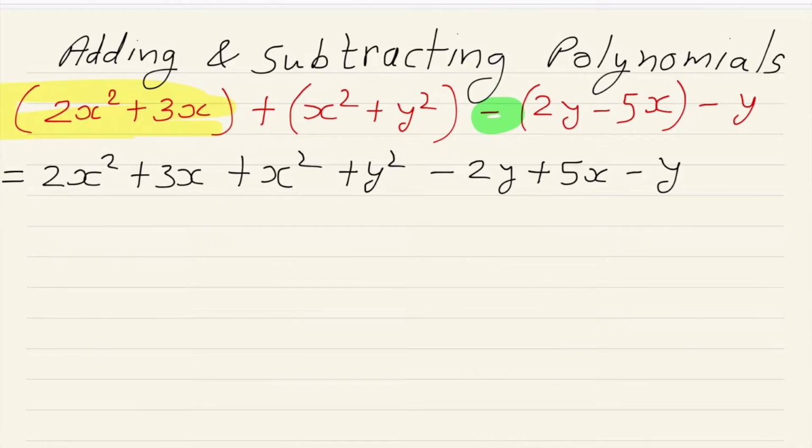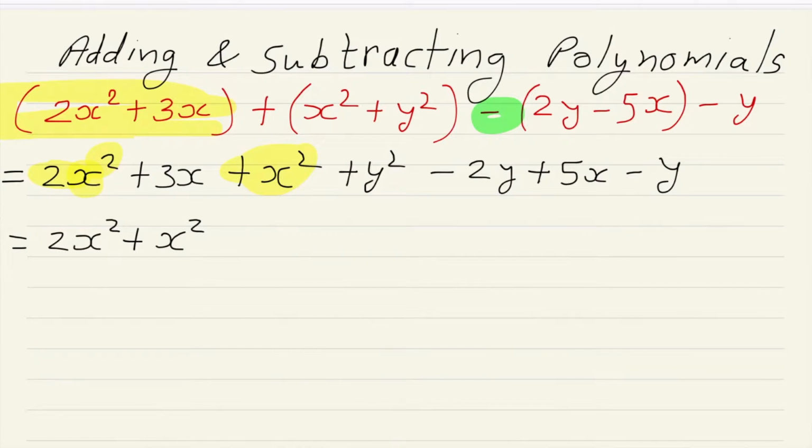Now we are going to group all the like terms. And what do we mean by like terms? That means they have the same letters and same exponents. So same letters and their exponents. So that's x squared. So here is another x squared. And that's it. So that's 2x squared plus x squared.